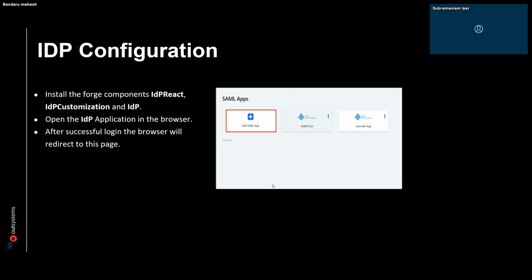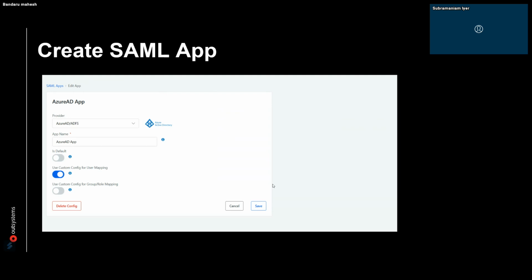Open the IDP application in the browser. It will show a screen like this. By clicking on add SAML application, you have to select the provider, like Azure AD, AWS, Microsoft, and so on, in the drop down, and give an app name, which is used to get the user data and give login access at authentication time. By default it is in the inactive state.